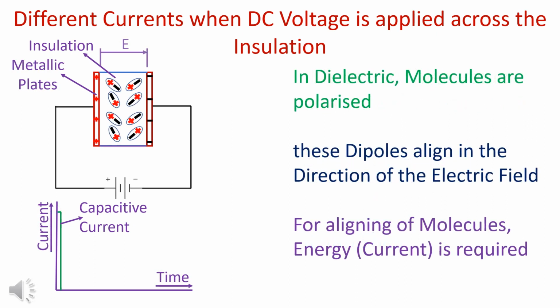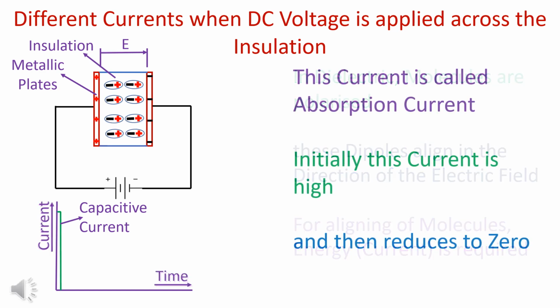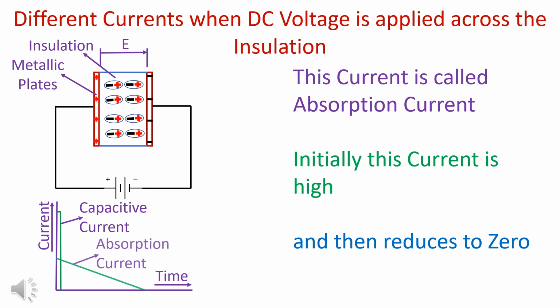When a voltage is applied, the dipoles in the insulation align in the direction of electric field. Energy or current is required to align these molecules. This current is called absorption current. This current reduces from a high value to zero.